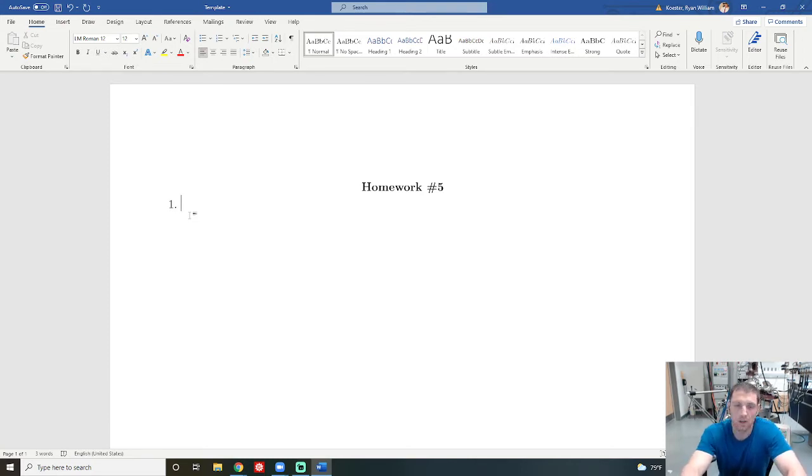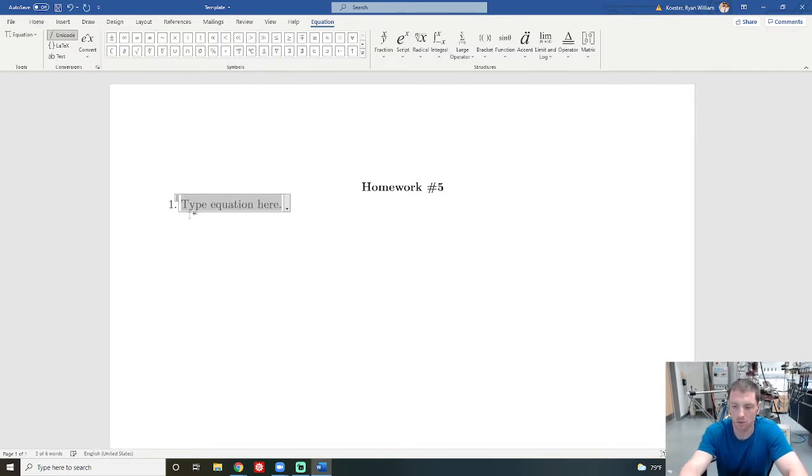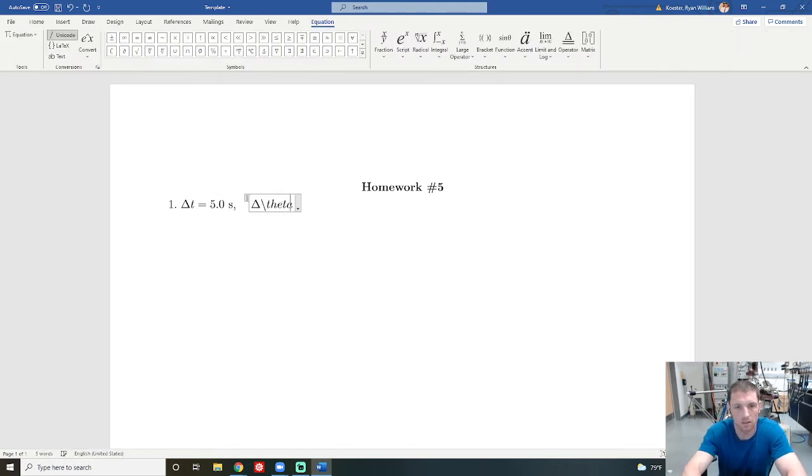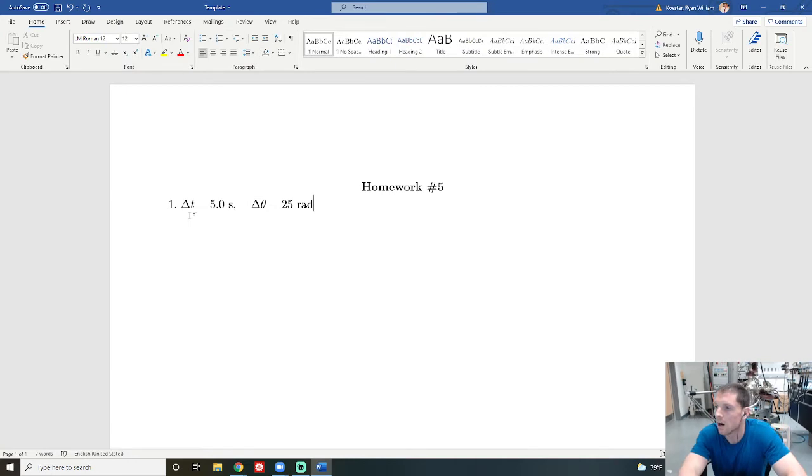Okay, so for this first one here, we don't actually need to make a figure, I think, so we can just get through this without too much of a struggle. So let's go through and just say what everything is. We have delta t is 5 seconds, and delta theta is 25 radians. And that's all we're given here, actually.